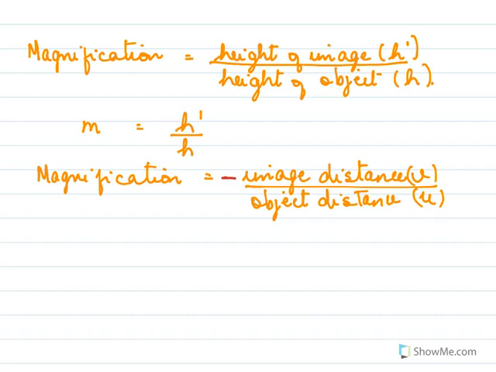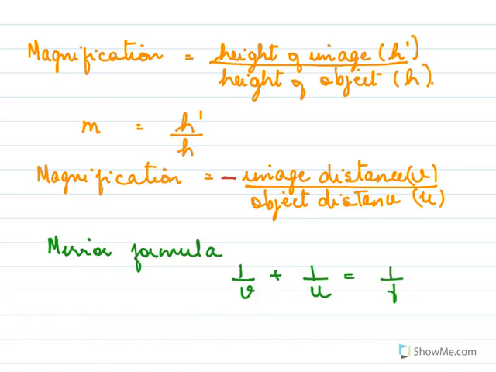And we have the mirror formula, which is 1 over v, the image distance, plus 1 over u, the object distance, equal to 1 over f. f is the focal length. So here also again I'll write, remember magnification is minus v by u, and it is also image height over object height.